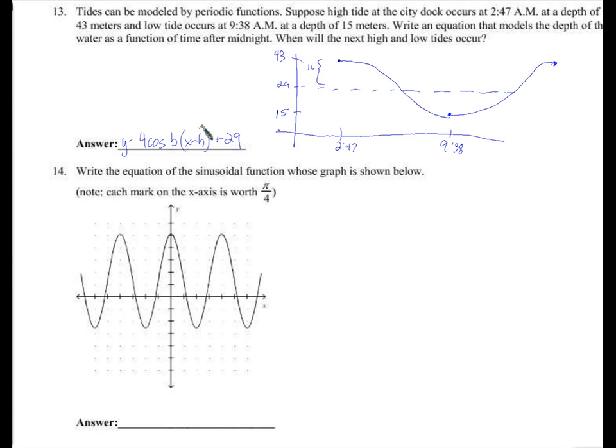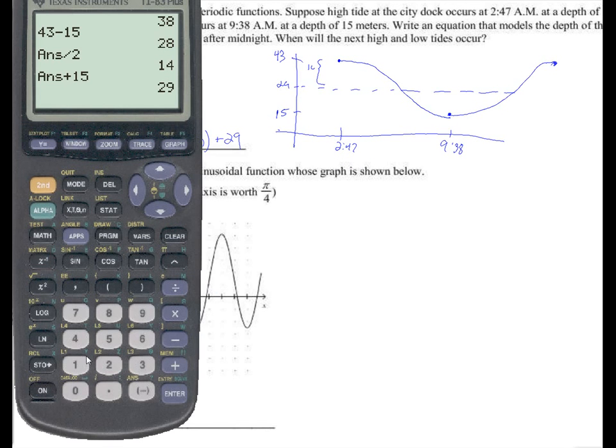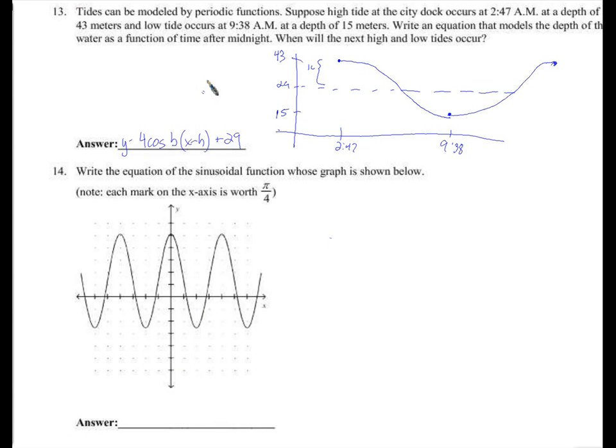Let's see. It shifts to the right some. We can shift that maximum over to 2:47. But 2:47, that's a weird thing. I'm going to measure it in minutes. Okay, so I'll take 2 hours, which is 120 minutes, and I'll add 47 minutes. That's 167 minutes. So we'll put minus 167. That'll shift it to the right, 167 minutes from midnight. Okay.